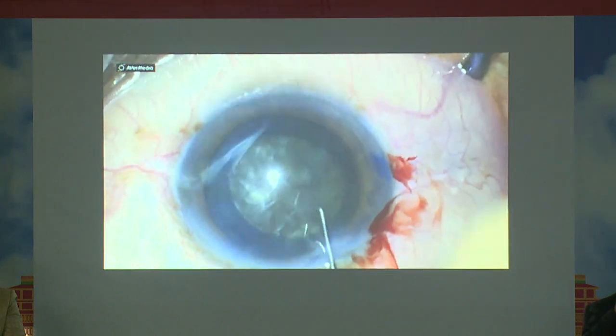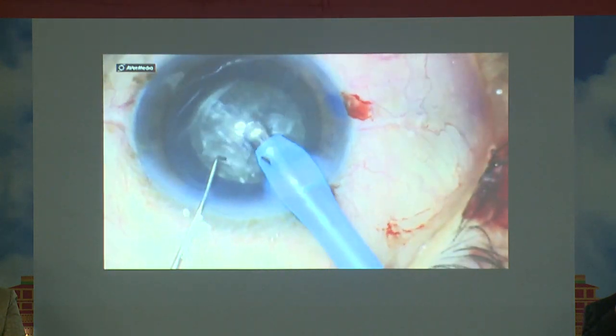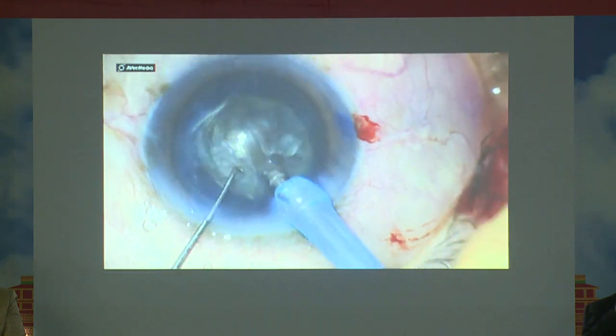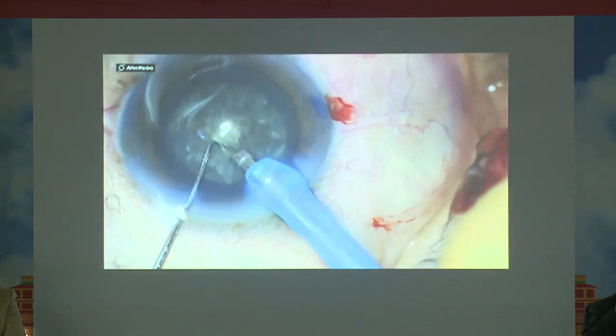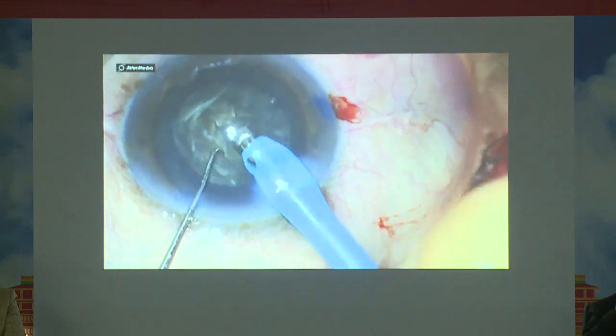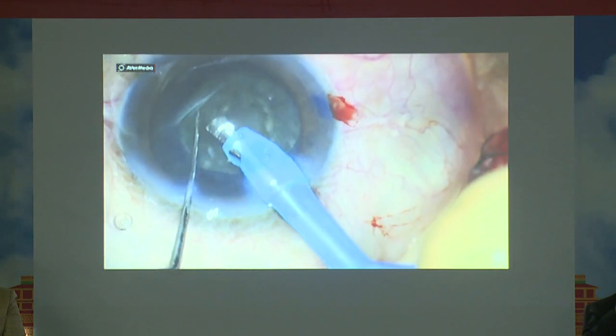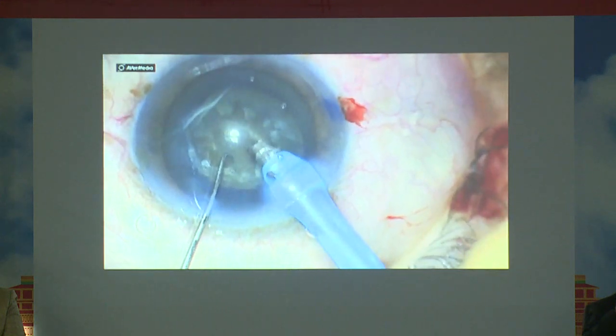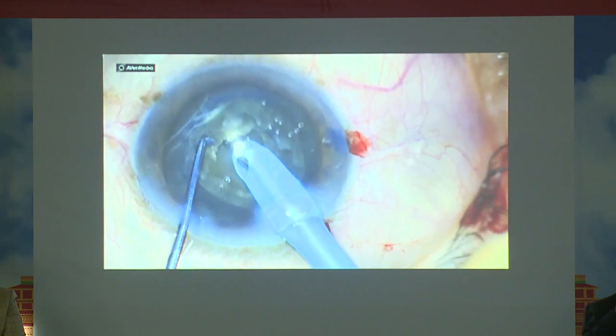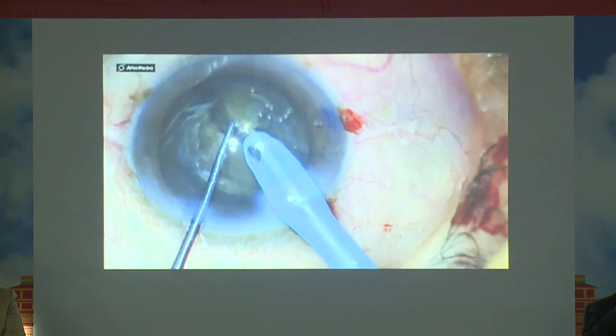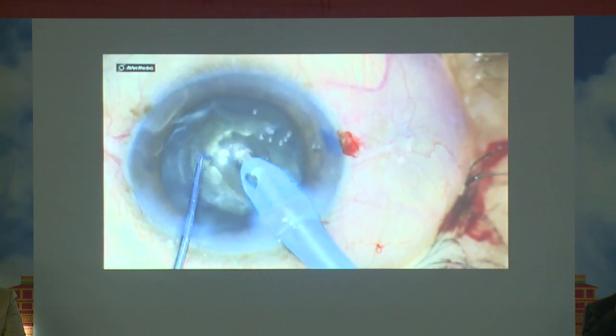Again the hydrodissection with a very small amount of fluid. Make a large central crater in this case. And you can also see that the tip exposure should be more in these cases because the lens is very bulky. So when the tip exposure is more, we can hold the nucleus better.